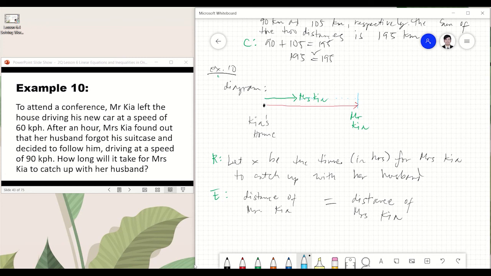Pero, hindi sila magkapareho kasi yung rate ni Mrs. Kia, iba kay Mr. Kia. Yan yung sasagutin natin. So, focus muna tayo sa formulas nila. So, let's say, yung distance ni Mr. Kia, that's rate times time. So, rate times time. So, let's say R sub 1 times T sub 1 for Mr. Kia. At saka yung distance naman ni Mrs. Kia, rate times time pa rin, pero R sub 2 at saka T sub 2 din for time.